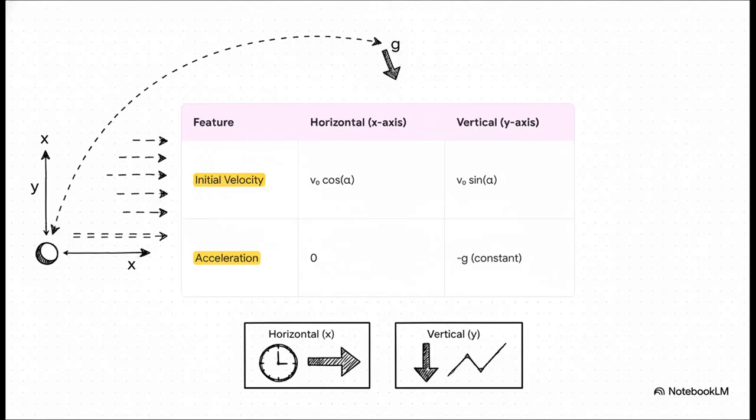This is the secret sauce. This is the big idea that makes everything else possible. We split the motion into two totally separate, independent problems. Horizontally, along the x-axis, there's zero acceleration. The velocity is just constant. Simple. Vertically, along the y-axis, it's just an object being thrown up and falling back down with a constant acceleration g. That's it. One complex problem just became two much simpler ones. This is our entire strategy.